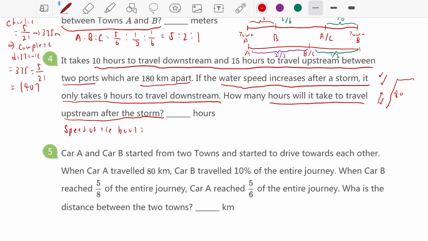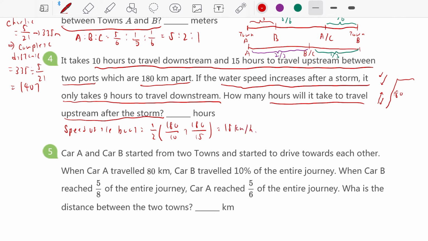That's the main concept, because we want the speed of the water to cancel out. And that's the main idea that we are going to go. So it will be half of 180 divided by 10 plus 180 divided by 15. This one is just going to give us 15 kilometers per hour. That's the speed of the boat.